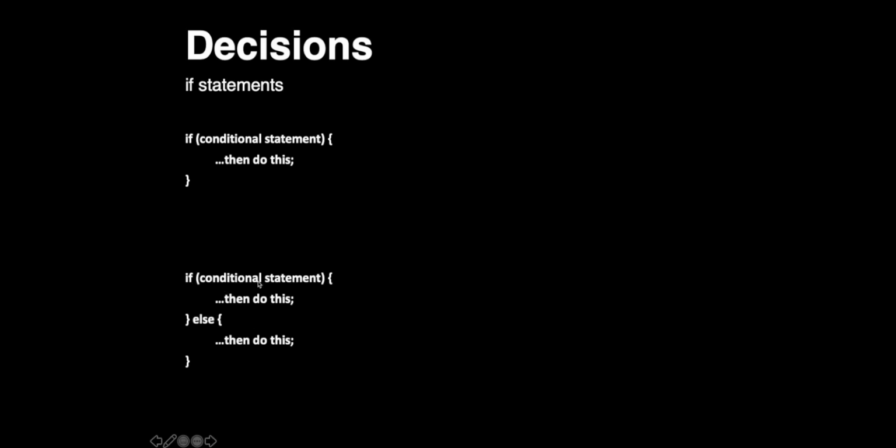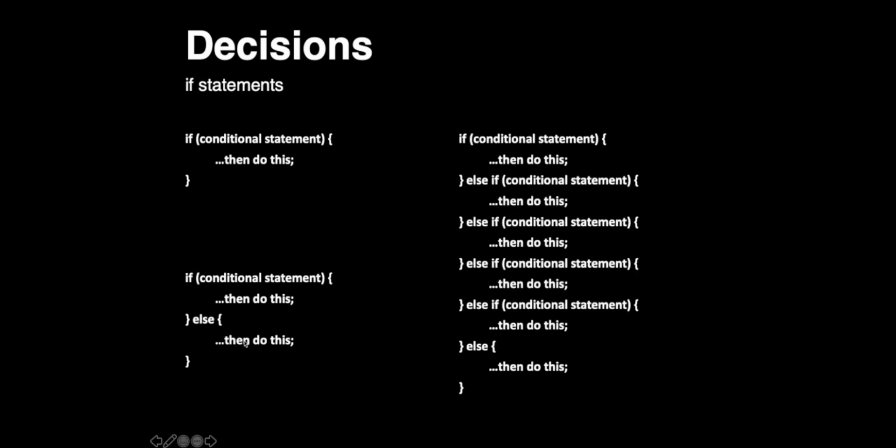There's also an if else statement. So if something is true, then do this. Else, then do this. So if it's true here, then you want to do this, but if it's false, then you want to do this. And then there's if else statements that can be continued on and on and on and chained.